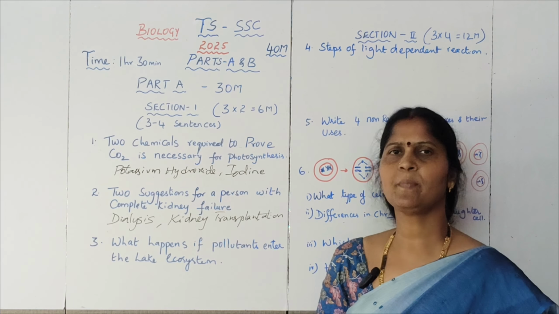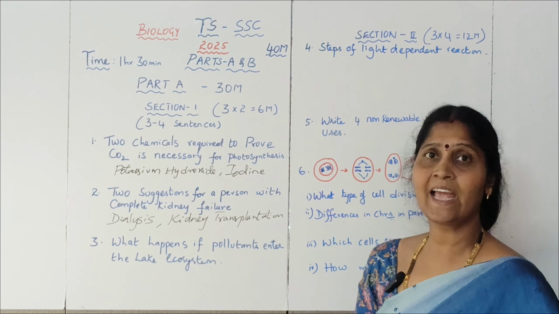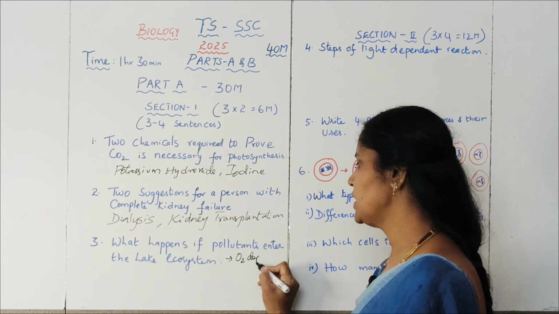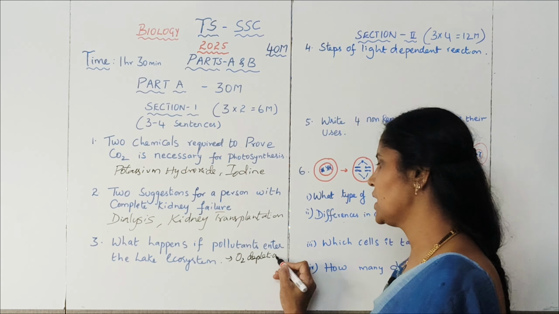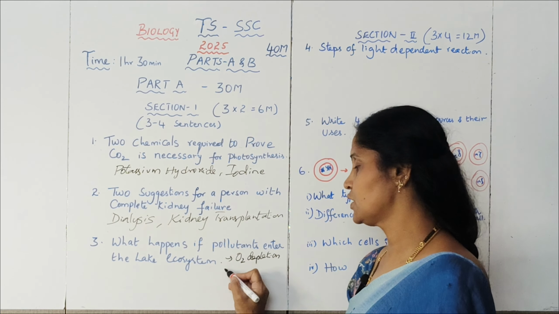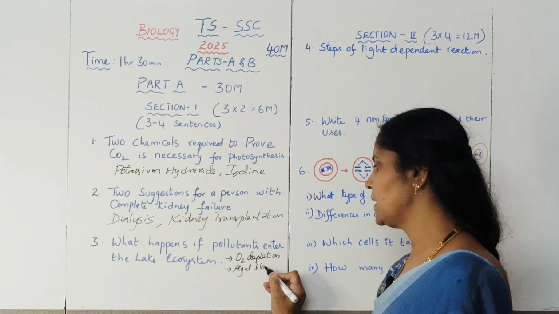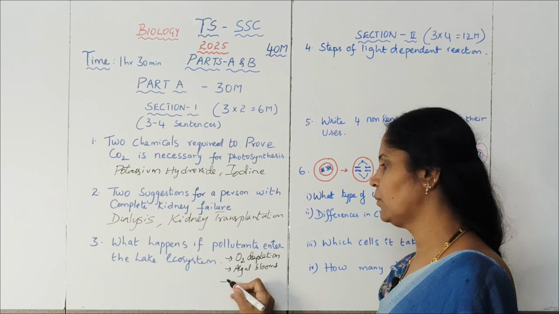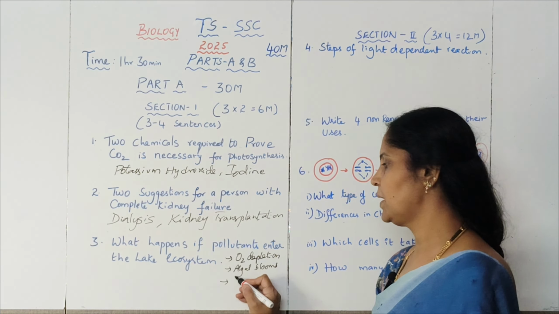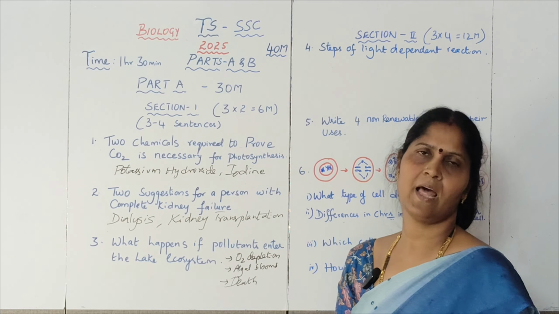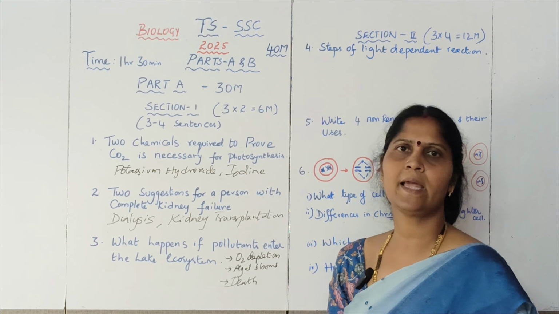Next, what happens if pollutants enter the lake ecosystem? Your answer can be that there will be oxygen depletion. There can be eutrophication, that is growing of different varieties of plants. You can just write algal blooms may be there. And what else can you write? One more is that there will be death of aquatic organisms. So these are the different things that can happen when pollutants enter the lake ecosystem.